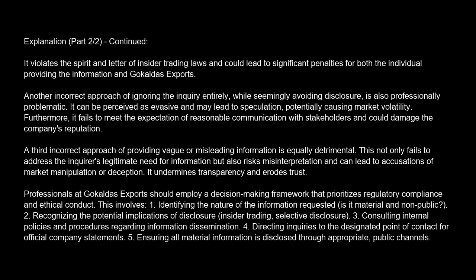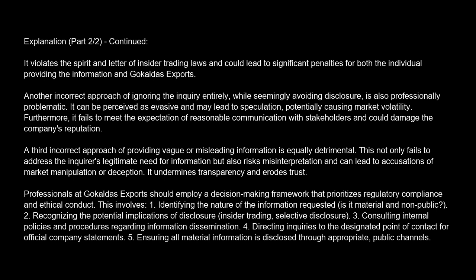Another incorrect approach of ignoring the inquiry entirely while seemingly avoiding disclosure is also professionally problematic. It can be perceived as evasive and may lead to speculation, potentially causing market volatility. Furthermore, it fails to meet the expectation of reasonable communication with stakeholders and could damage the company's reputation. A third incorrect approach of providing vague or misleading information is equally detrimental. This not only fails to address the inquirer's legitimate need for information, but also risks misinterpretation and can lead to accusations of market manipulation or deception. It undermines transparency and erodes trust.